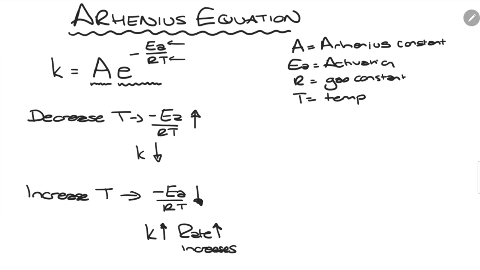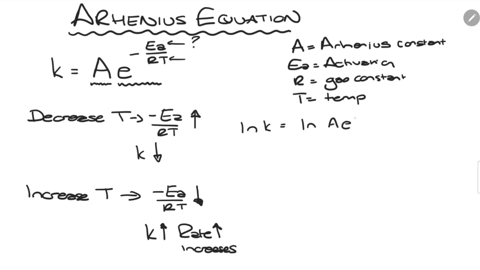Now, the use of the Arrhenius equation is usually a way of calculating the activation energy. Typically, the activation energy may be the subject of a question. And if we have the Arrhenius equation, what is usually required is to take the natural logs of the equation.